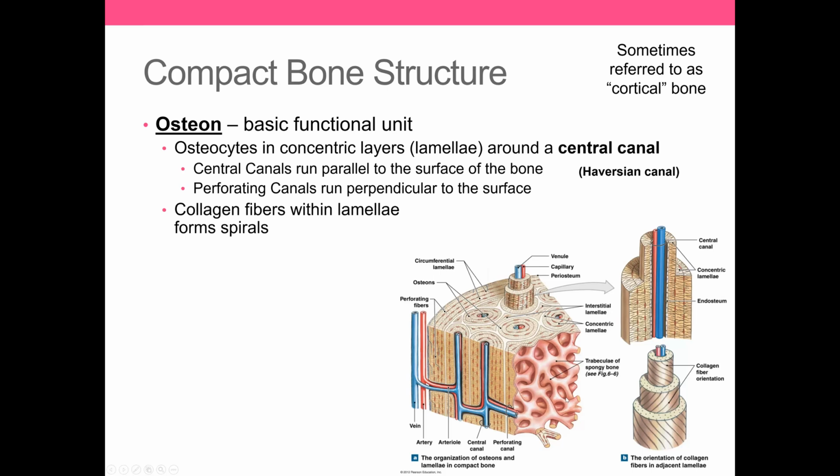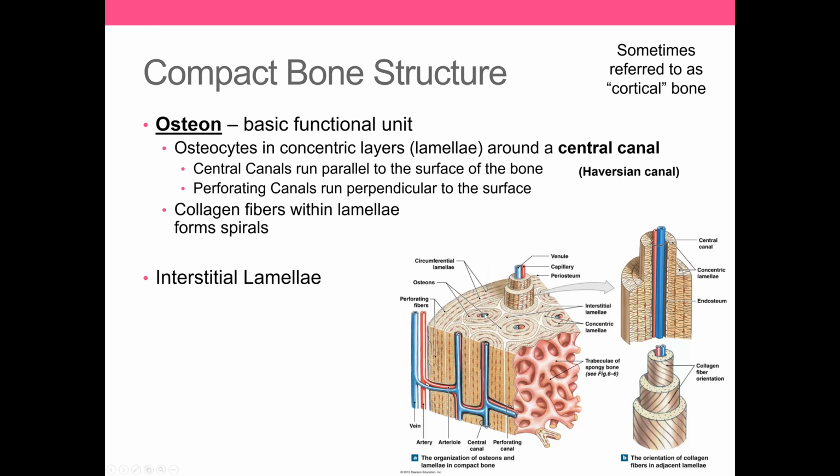The collagen fibers within the lamellae, or layers, actually form spirals. So if you were to pull out some of the concentric circles or lamellae and stack them on top of each other, like in this bottom right picture, you'd see that the collagen fibers form these spirals, which help give bone even more strength and resistance to compression.